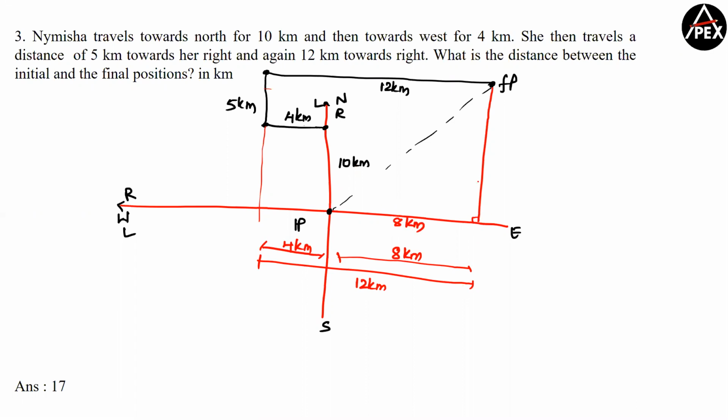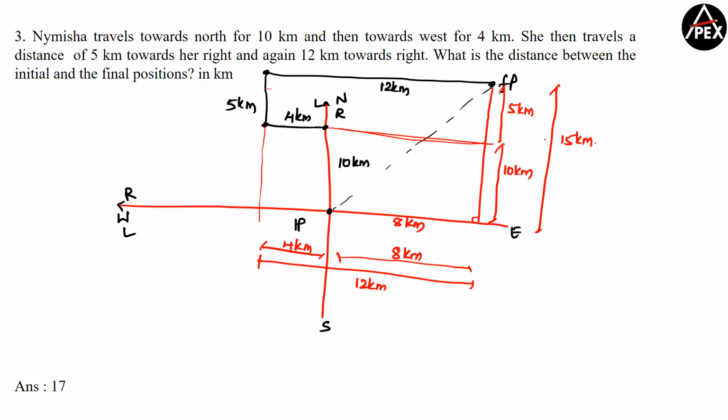Now coming to the vertical length. It is given that this distance is 10 kilometers. This distance is 5 kilometers. So the total length will be 15 kilometers.